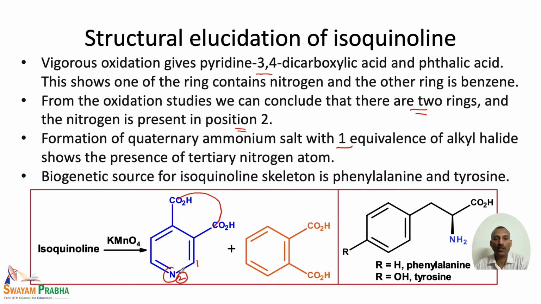shows that this is a tertiary nitrogen, and the biogenetic source for isoquinoline is basically phenylalanine and tyrosine. These two can be converted to the corresponding isoquinoline structures. That means here there is no nitrogen present at position 1, but it is further from that position. In other words, this is how this particular part of the ring cyclizes to give the isoquinoline derivatives. Here there is one additional carbon present, which clearly tells that the second position is occupied by nitrogen.